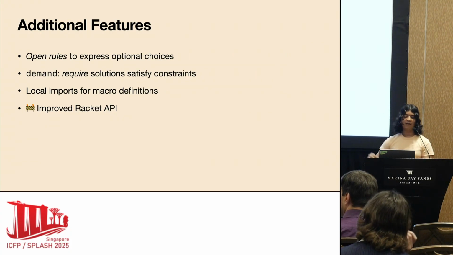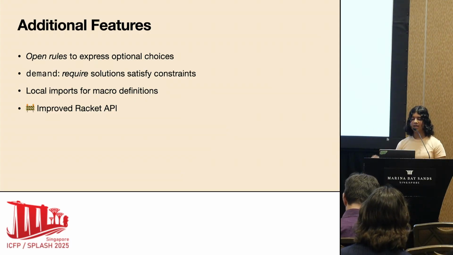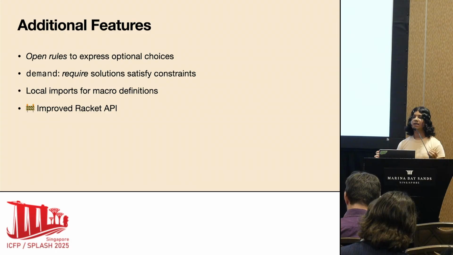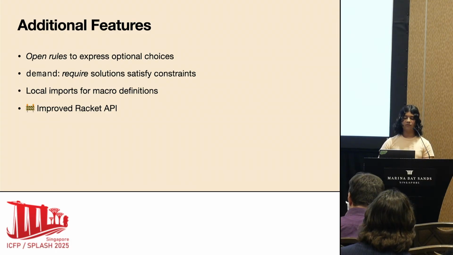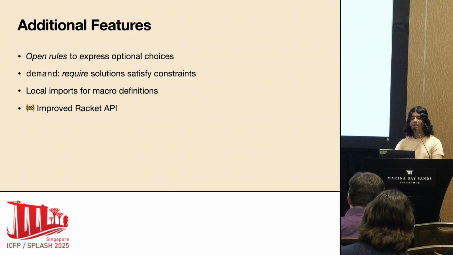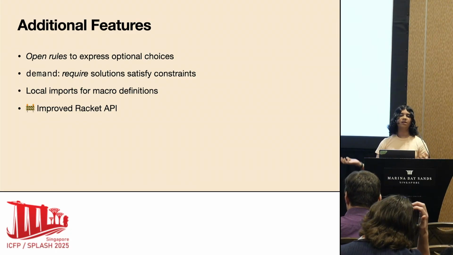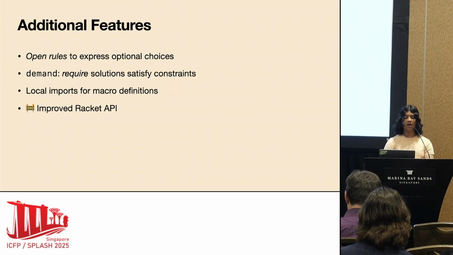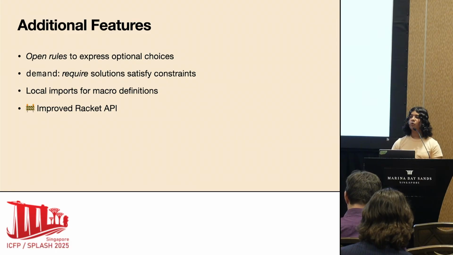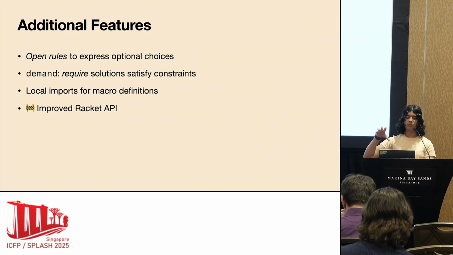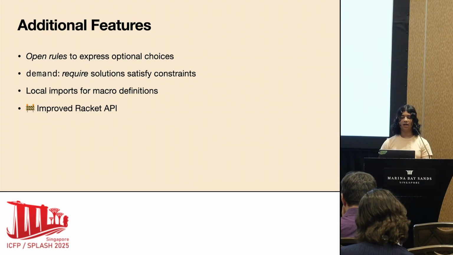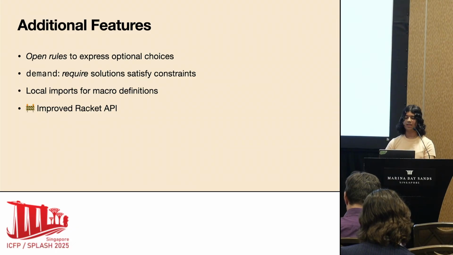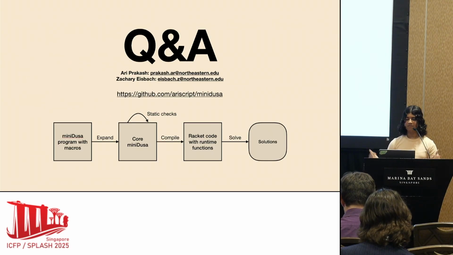And we have several other features that we had to cut for time, like open rules for optional choices, demand that is the opposite of forbid, where you can require that solutions match several constraints, imports for macros to use within their local bodies, and several in progress features like Racket APIs that are easier to use, etc. Yeah, that is the talk.